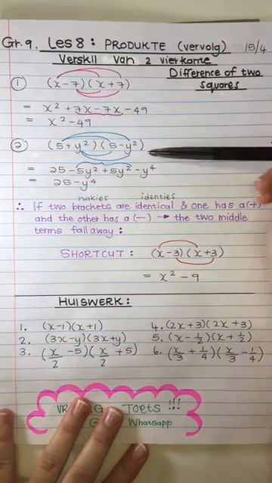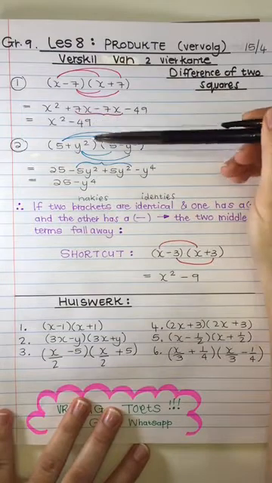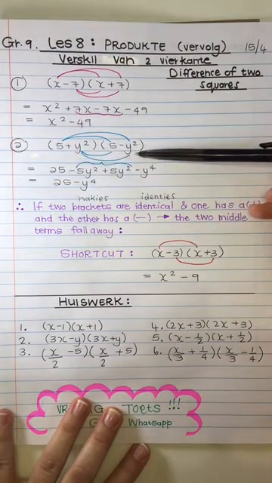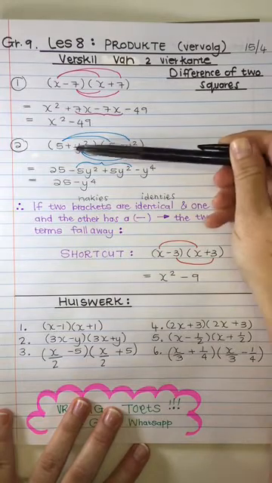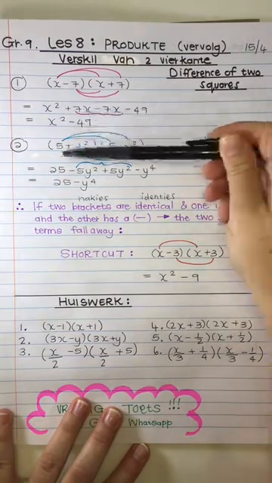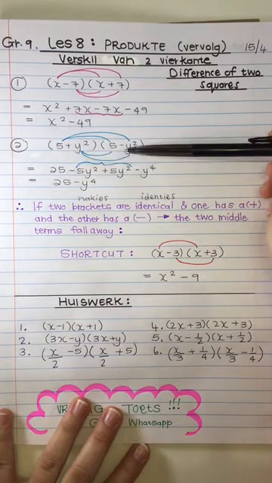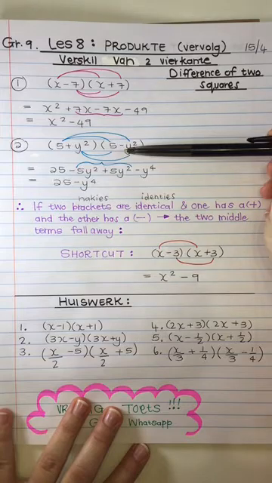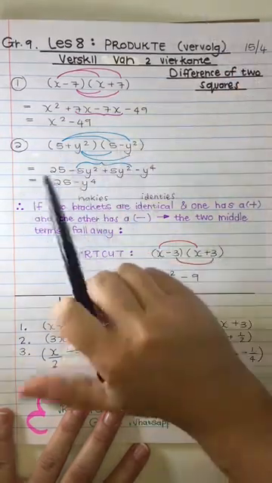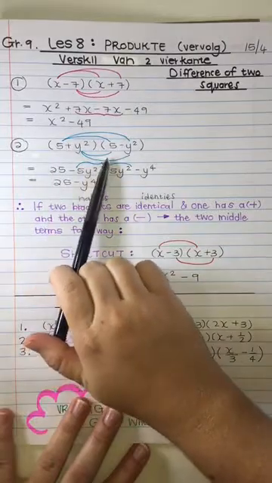Okay, let's do another one. So again, you can see that what happens here is exactly the same as what's happening here. Except here we have a plus, here we have a minus. Guys, it doesn't matter if the minus or the plus is at the bracket that's at the back. It still works the same way. Okay, the shortcut that I'm going to show you. So let's do it like we did yesterday.